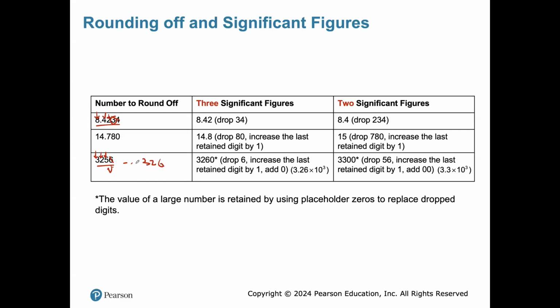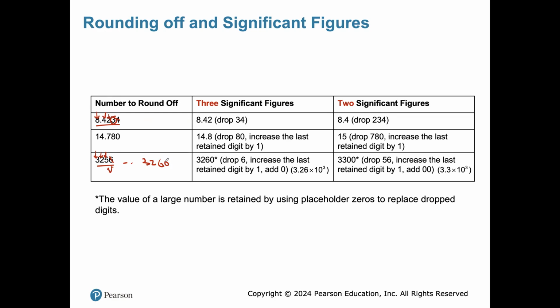This is not right because the size of the number has changed significantly. Let's say you were supposed to get paid $3,256 and your boss decided to round it and he rounded to 326. You wouldn't be happy, right? Because when we dropped 6, we need to add 0 as a placeholder to ensure the size of the number. This scenario only applies to relatively large numbers without decimals.